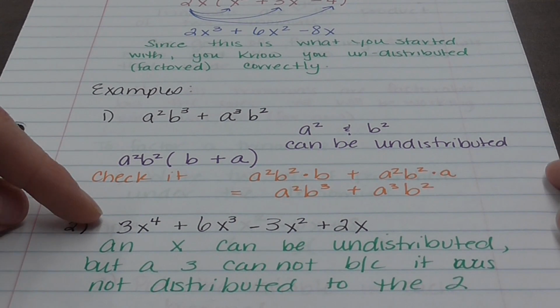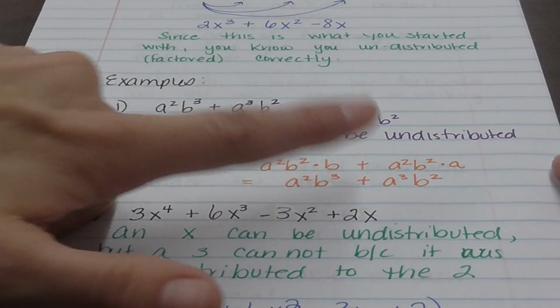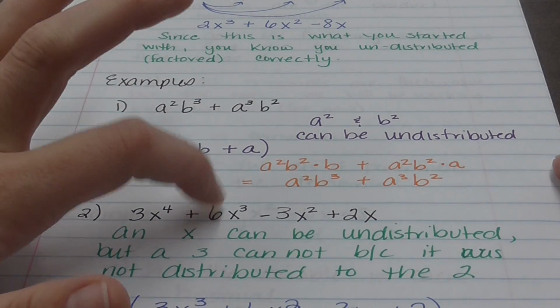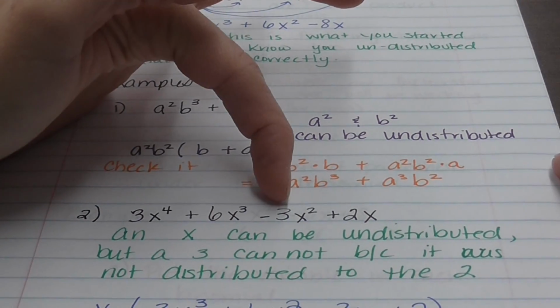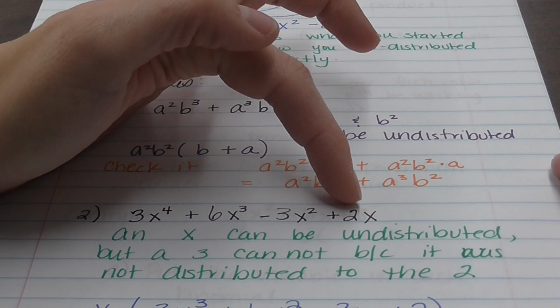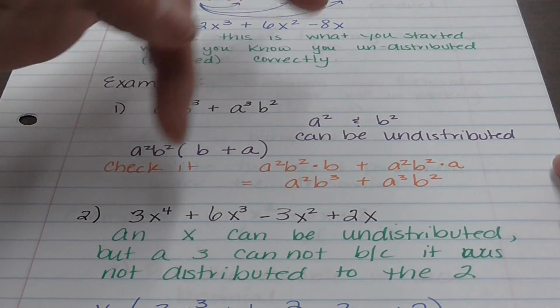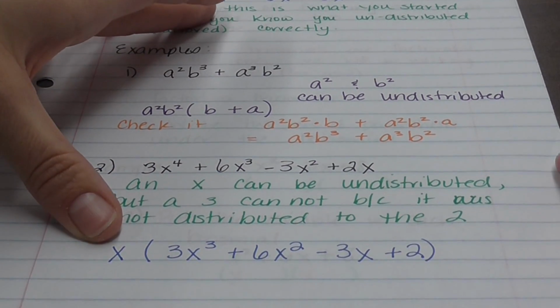Alright, so the next one, I've got 3x to the fourth, 6x cubed, minus 3x squared, plus 2x. So an x can certainly be undistributed because I see an x in every one of those. But as much as I'd want to pull out a 3 because I've got a 3, a 6, and a 3, the 3 can't be undistributed from the 2 evenly. So we're not going to undistribute the 3. We're just going to undistribute an x.